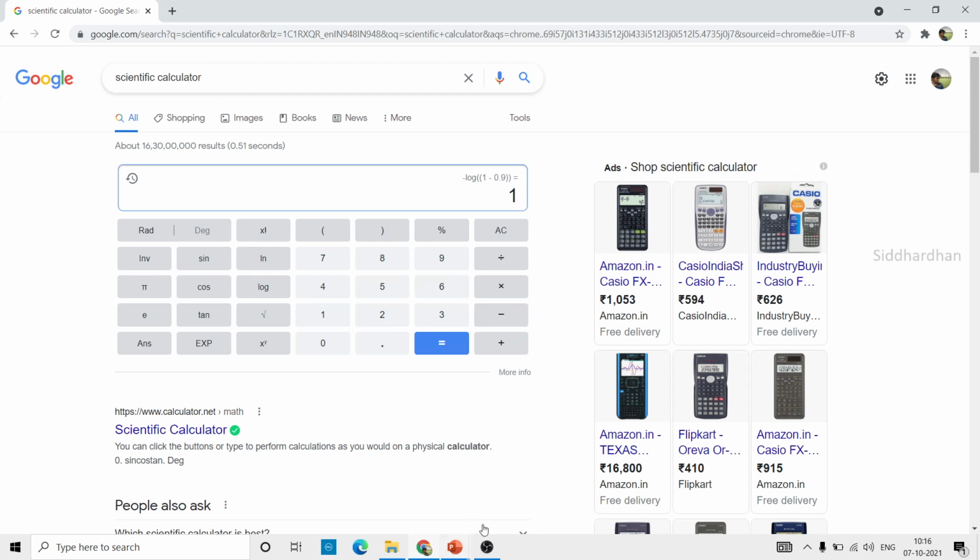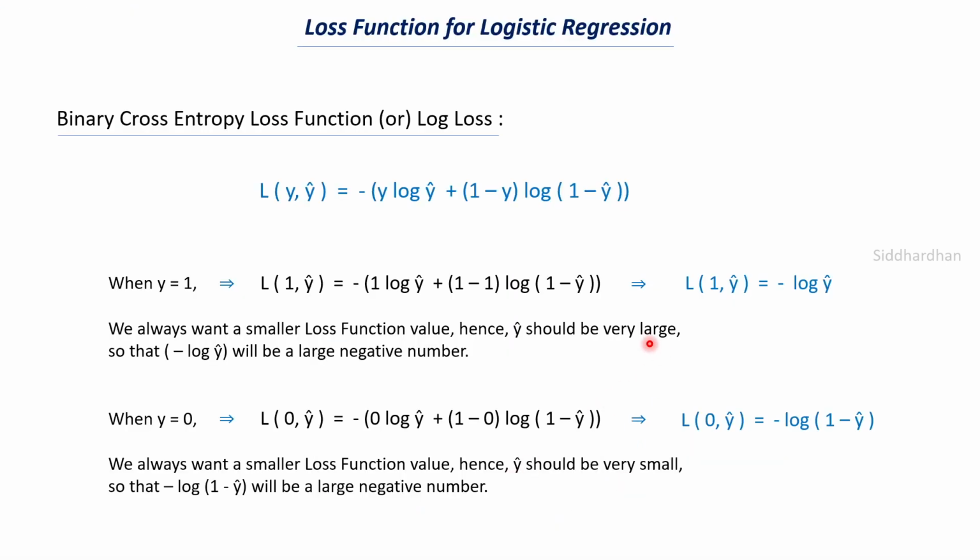So these two cases are just opposite to each other. Whenever your y value is equal to 1, your loss function will be minimum, and it will try to push your y cap value to 1, and whenever your y value is equal to 0, your loss function will try to push your value to 0. So this is what happens in a loss function case, and we will try to use that in the gradient descent.